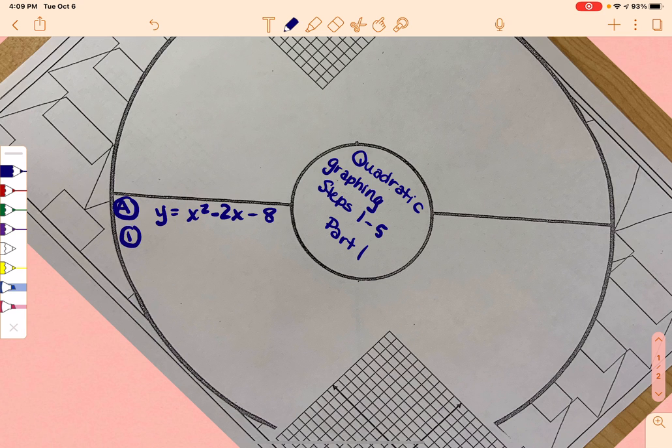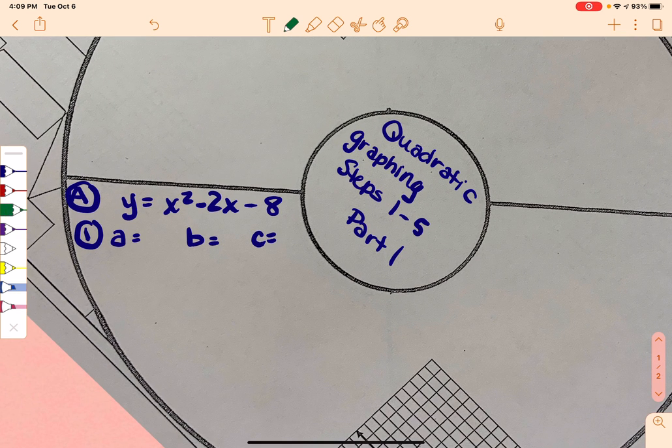So our first step was to identify a, b, and c. Now, if I look at this, this x squared doesn't have a number in front of it, so I assume that's 1. So remember, this is going to be my a, this is my b, and this is my c. So a is 1, b is -2, c is -8. So our first step was to identify that.